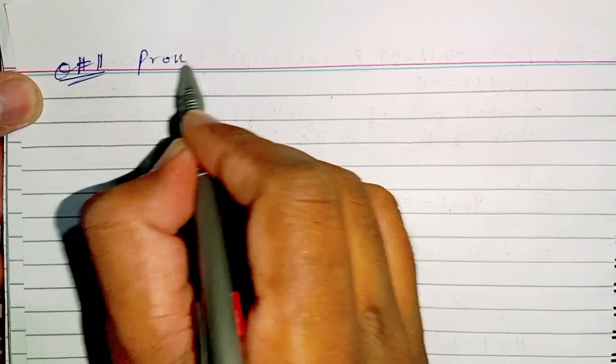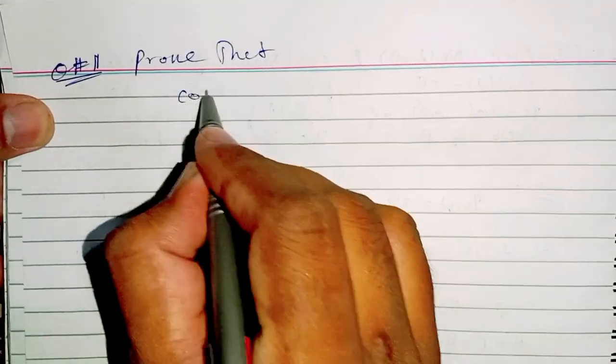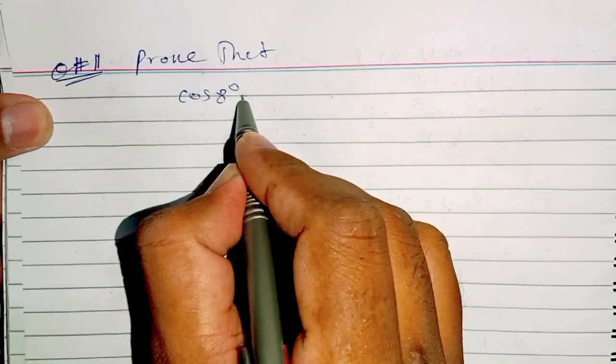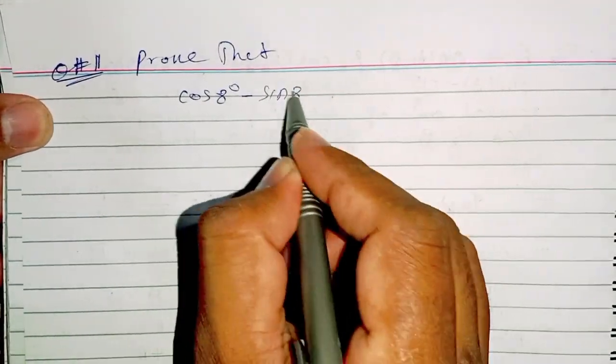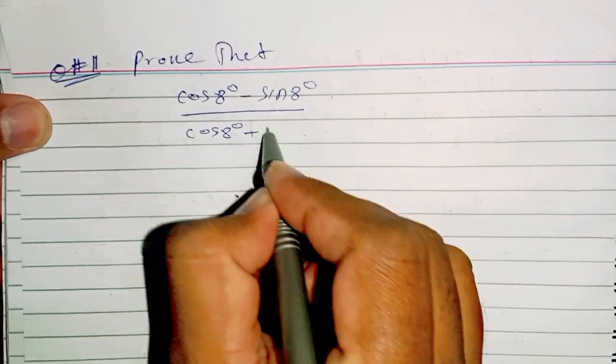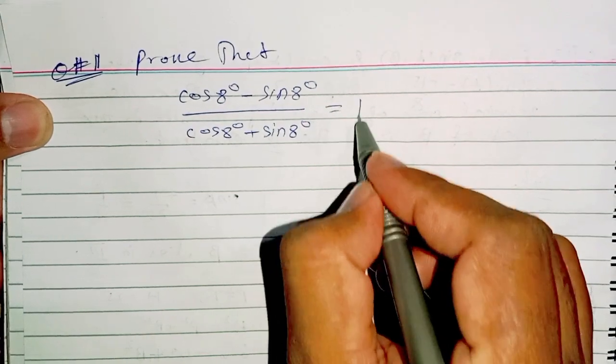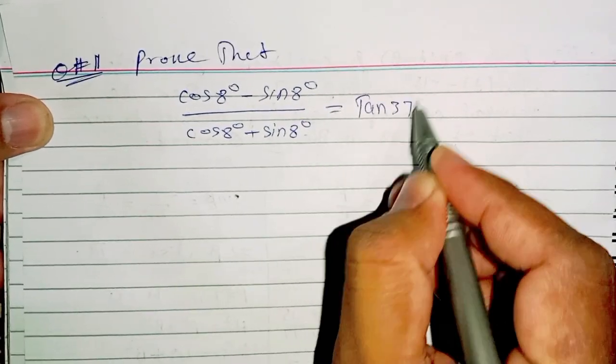Question number 11. Prove that cos 8 degree minus sin 8 degree over cos 8 degree plus sin 8 degree is equal to tan 37 degree.